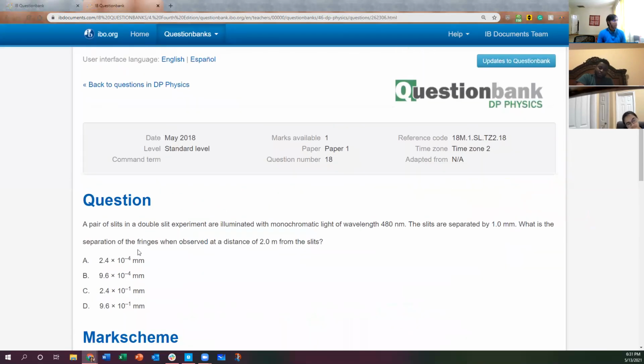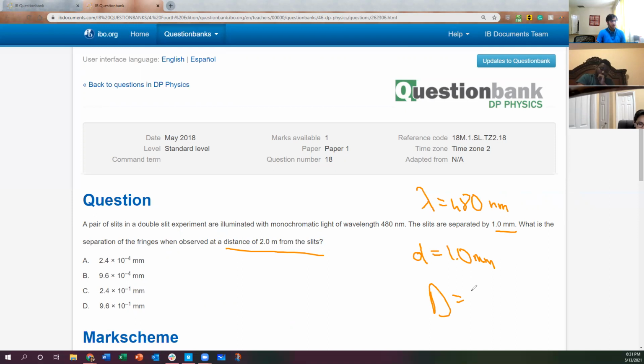Okay, so a pair of slits in a double slit experiment is illuminated with monochromatic light of wavelength 480 nanometers. Immediately I'm going to write down lambda equals 480 nanometers. The slits are separated by one millimeter, so the little d is equal to 1.0 millimeters. What is the separation of the fringes when observed at a distance of 2.2 meters? The big D is 2.2 meters.